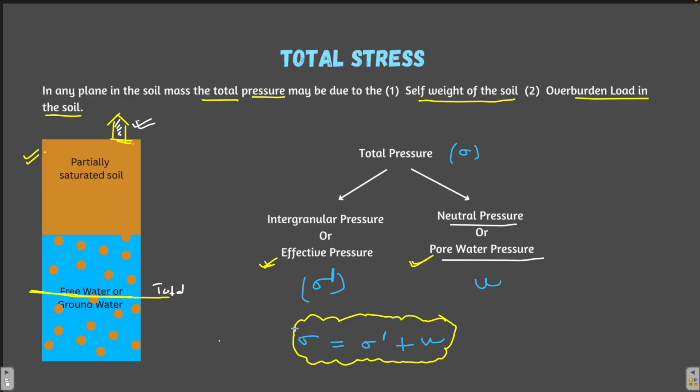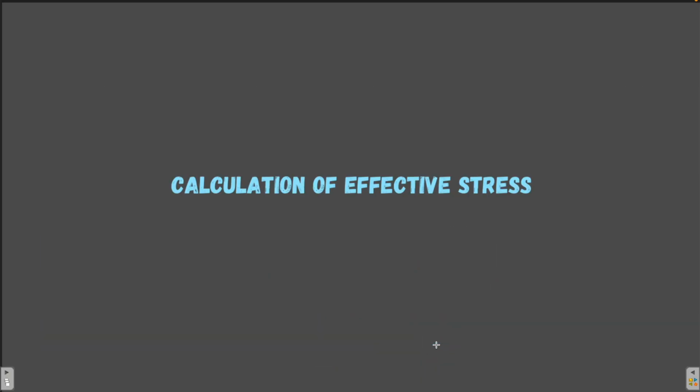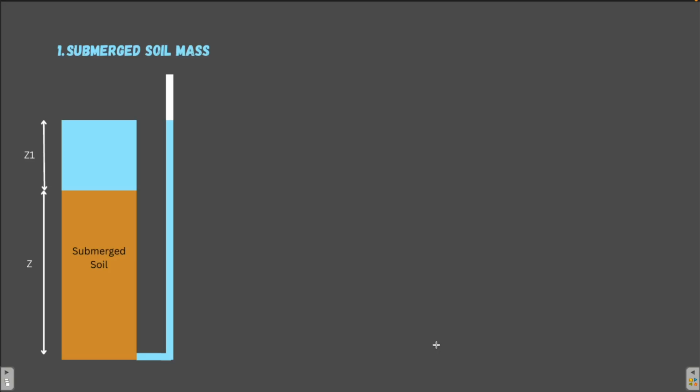It equals the sum of the self weight of the soil and the overburden load. You can calculate this, and the pore water pressure can also be calculated using the piezometer. You insert the piezometer, check the height of the liquid column, and multiply it with the unit weight of the fluid, and that will give you the pore water pressure. Now, once you know all these things, you can calculate the effective stress using the total stress and the pore water pressure. So now let's learn how to calculate the effective stress under the different conditions of the soil.